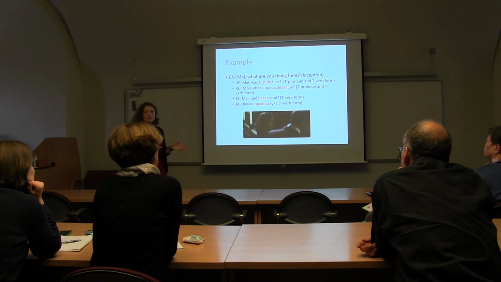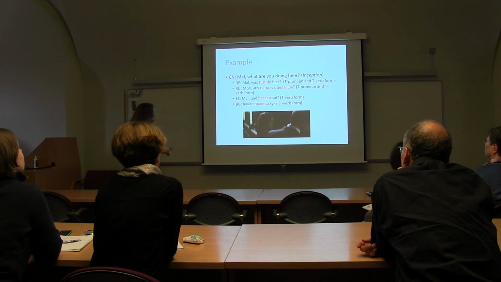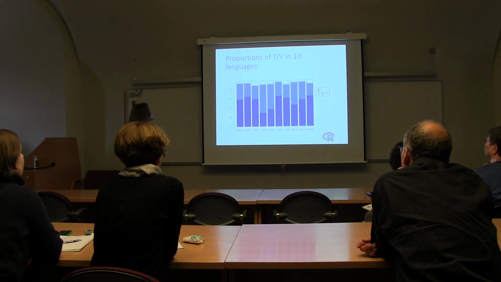But in some languages, like Spanish and Bulgarian, we have pro-drop, so we don't have a pronoun, as you know, and we only have a verb form. In these cases, I had to rely on the verb form only. But they were all coded as T or V variants. So these are the proportions in different shades of blue.